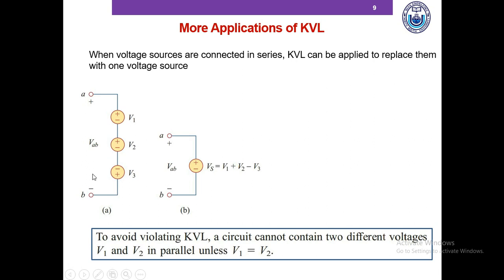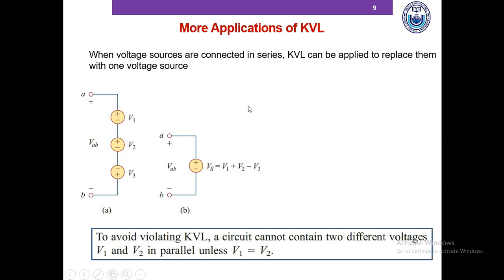Now remember, I said a few slides earlier that you can apply KVL even if there is an open circuit. There is an open circuit here, and I'm still considering it as a loop, and I'm still applying KVL. So you can combine voltage sources only if they're connected in series. You cannot combine this way if they're connected in parallel.